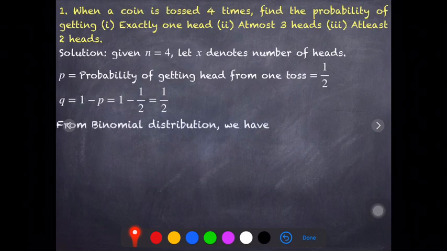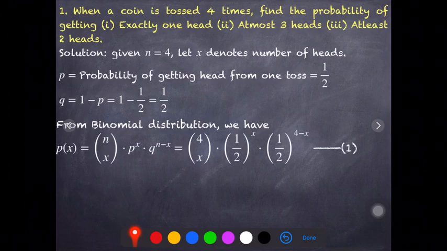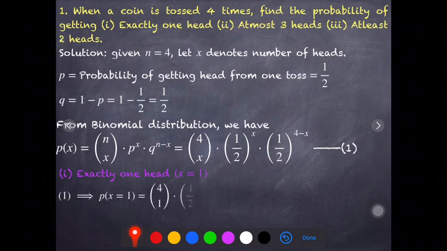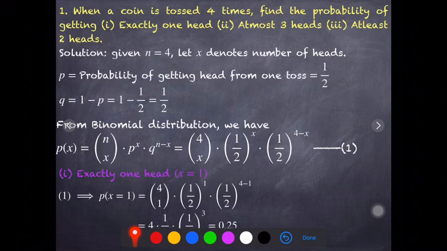Now write the formula of the binomial distribution, that is p of x is equal to ncx p power x q power n minus x. Substituting the values of n, p, q, we get 4cx (1 by 2) power x (1 by 2) power 4 minus x. Now the first sub question, exactly 1 head, means x is equal to 1. Substitute x is equal to 1 in equation number 1 and simplify using the calculator, and we get the final answer as 0.25.